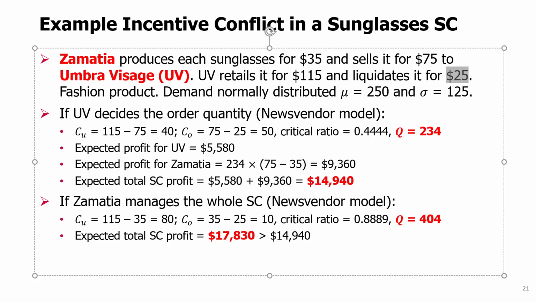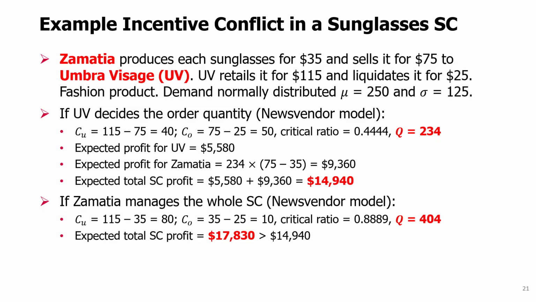It's a fashion product, and demand is normally distributed with 250 units in a season on average and standard deviation of 125. So of course, this is where the news vendor model applies. So who's going to decide the order quantity? It's the retailer. The retailer will decide how much to order from Zamatia.